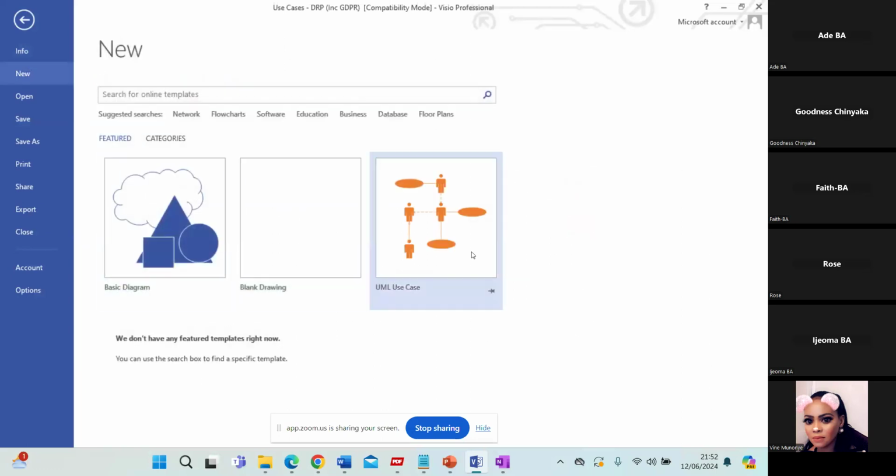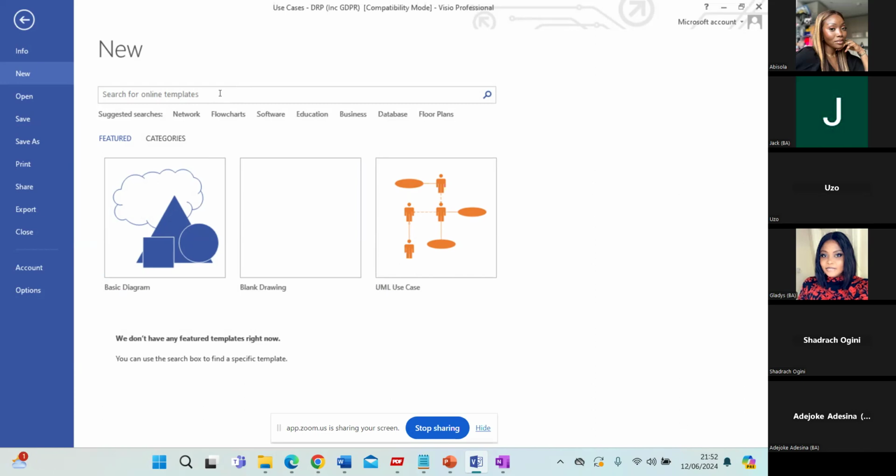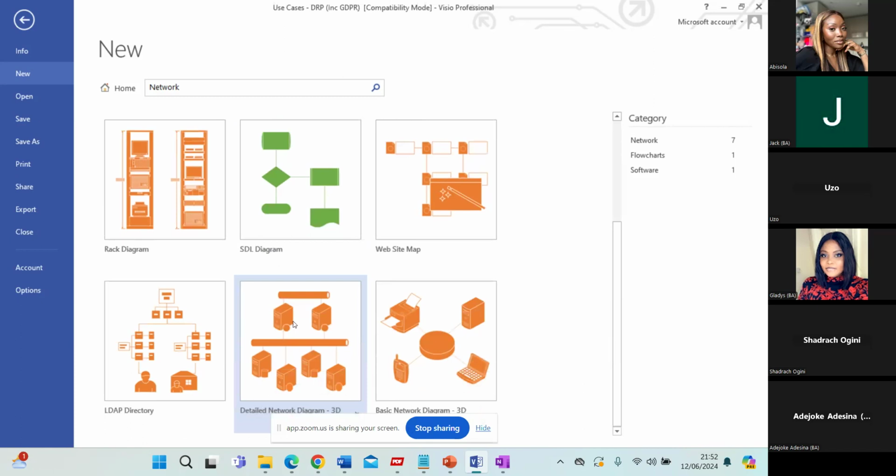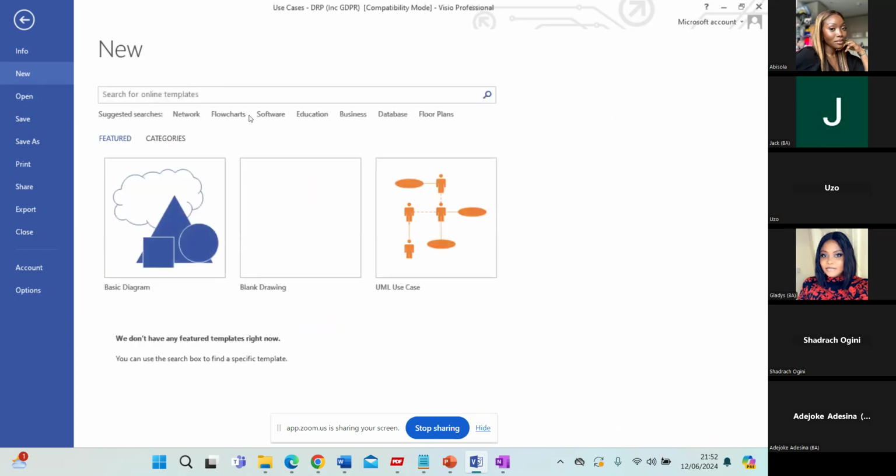So this is your Visio. Oh, this is a use case diagram. It has already pulled it out for me because I used it. But this is your new page on Visio. Once you come to new, if you don't have any diagrams available, it opens the blank one or a basic diagram for you, and obviously if you've used any, it has those for you. But if you click here, you have loads of different templates to use.